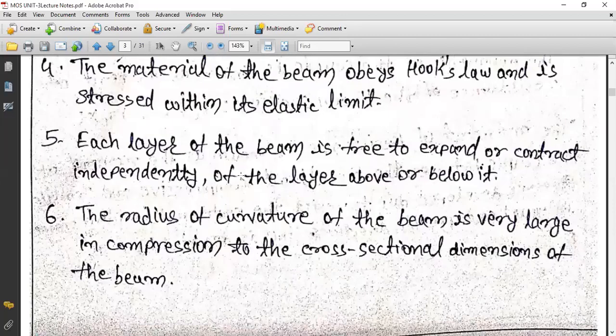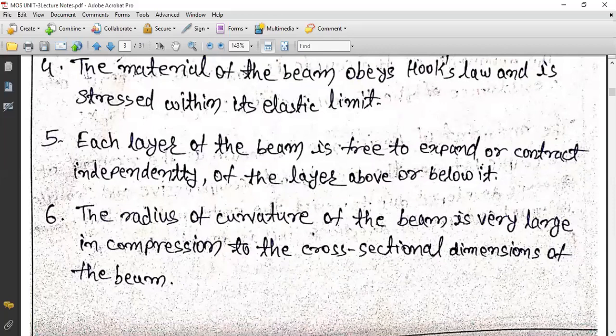Next is that the radius of curvature of the beam is very large in comparison, not compression, to the cross sectional dimension of the beam.